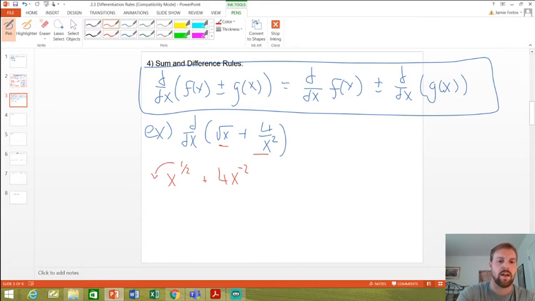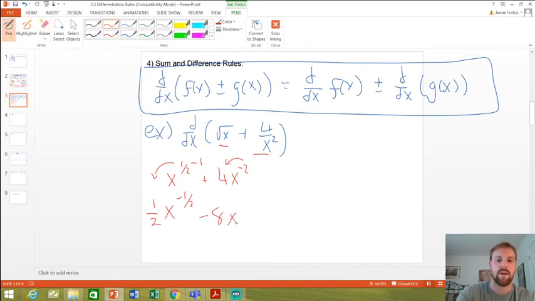So I can bring down the power and then subtract 1. So that's 1/2 x to the 1/2 minus 1 is negative 1/2. And I can do the same thing over here. I can do times by negative 2. So that's going to be, I guess it's going to be minus now.